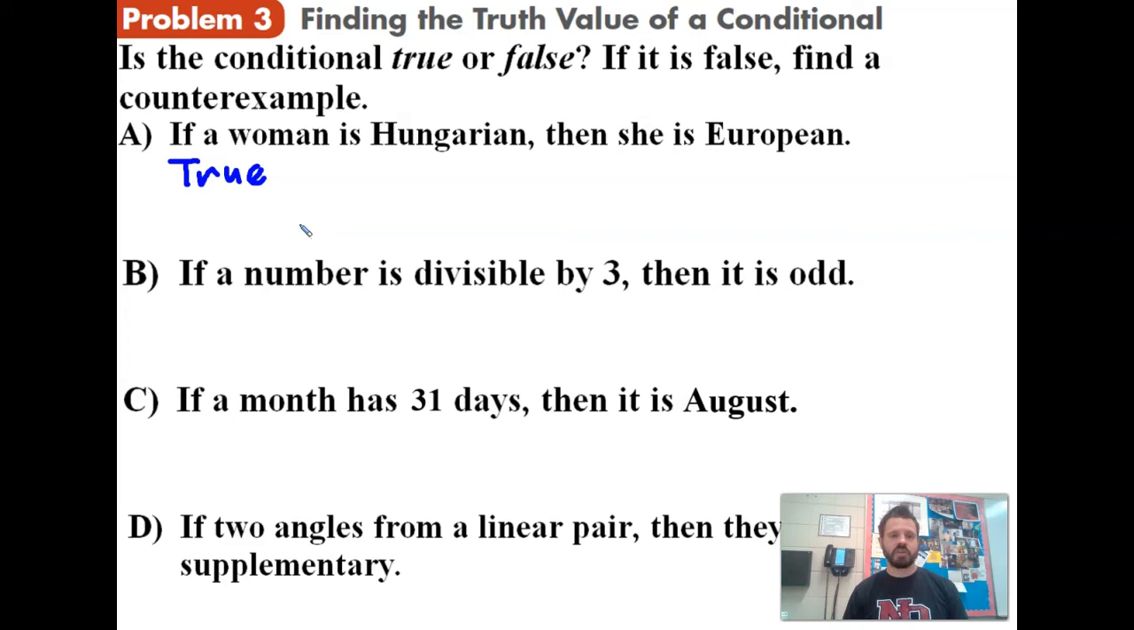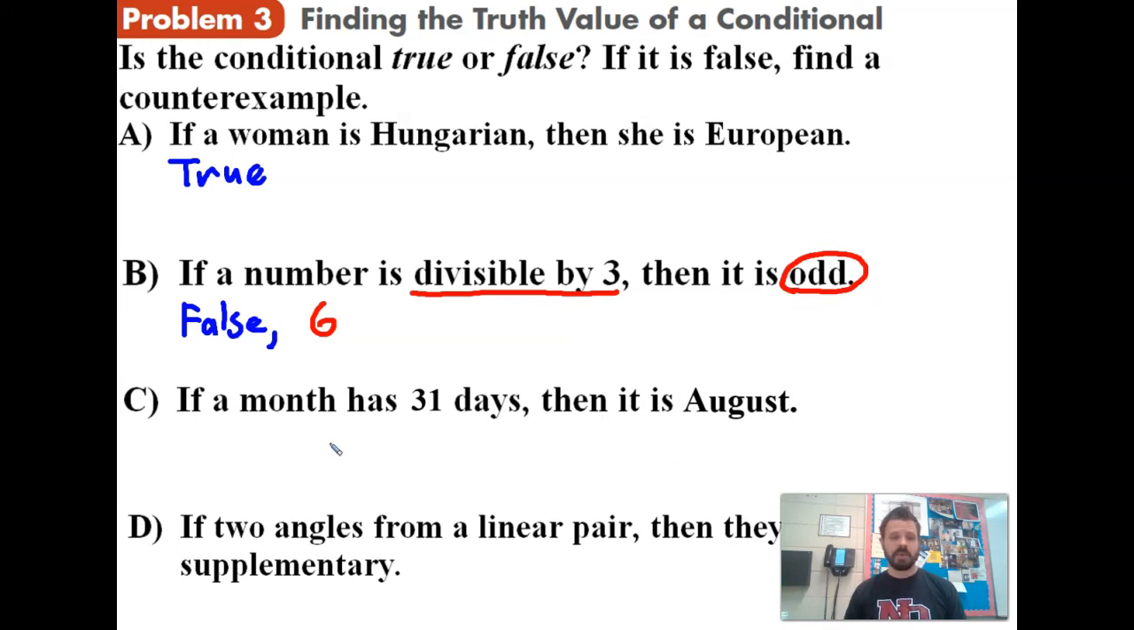All right, B, we have the conditional. If a number is divisible by 3, then it is odd. I'm going to say this statement is false. Not every number that's divisible by 3 is odd. There are some other examples. So as a counterexample, I could say 6. And 6 is a good counterexample because it is divisible by 3. In other words, it satisfies the hypothesis, but it is not odd. It does not match my conclusion. So basically a counterexample to this claim would be any number that's divisible by 3, but not odd. Any number that satisfies the hypothesis, we can't make the conclusion about.